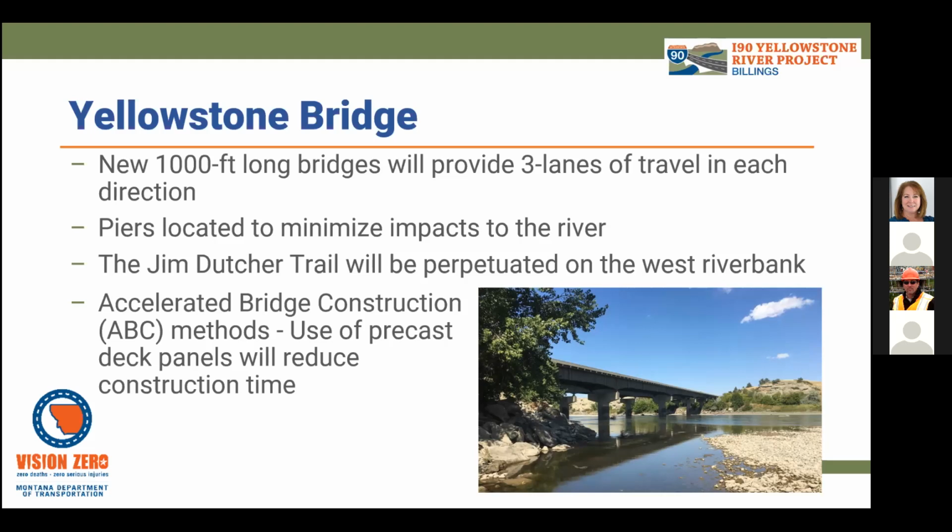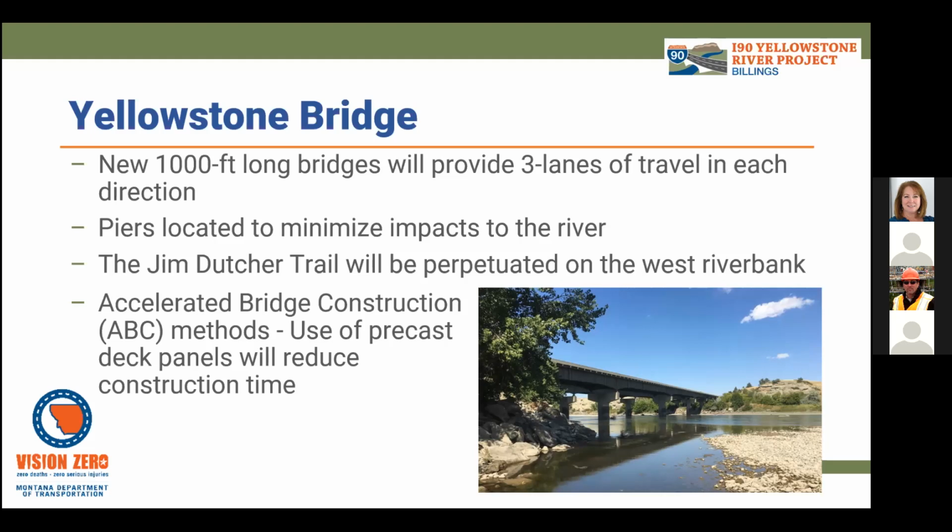Another important factor with the Yellowstone River bridges is that when you look at the construction time of these structures, it takes the most time compared to any of the other improvements that we're doing with the project. And so when you look at the short construction season in Montana, it's going to take 2 full seasons to build these structures. So we're going to build one structure in one season, and then in the following season, we'll build the other structure.